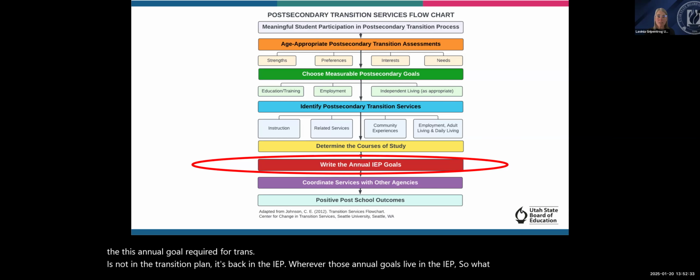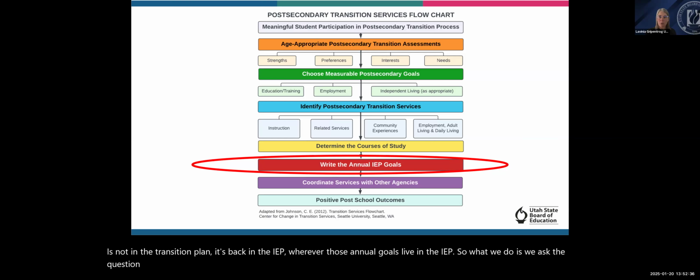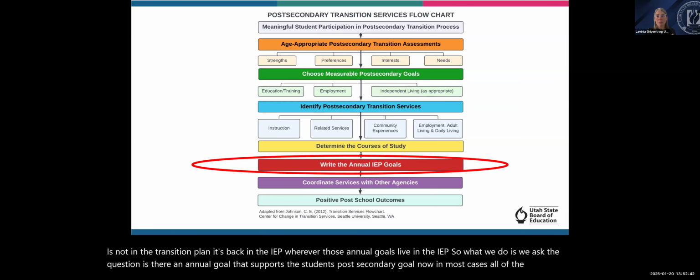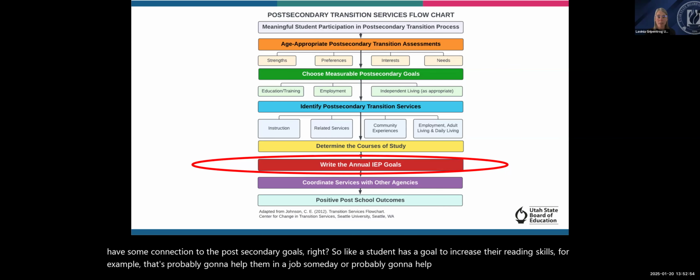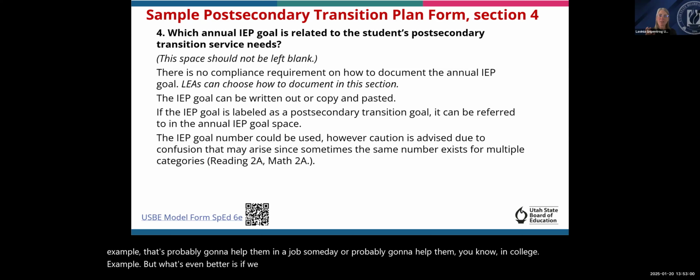So what we do is ask the question, is there an annual goal that supports the student's post-secondary goal? Now, in most cases, all of the annual goals have some connection to the post-secondary goals, right? Like if a student has a goal to increase their reading skills, that's probably going to help them in a job someday, or in college. But what's even better is if we see a goal written for their transition service needs, not so much for the academic part necessarily.